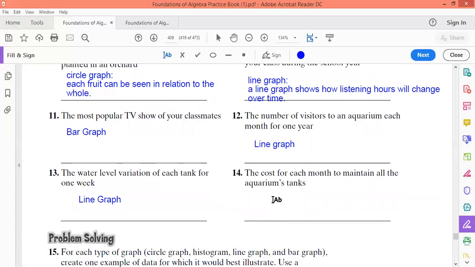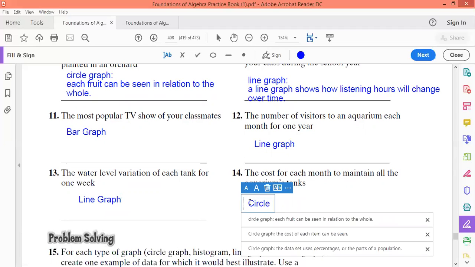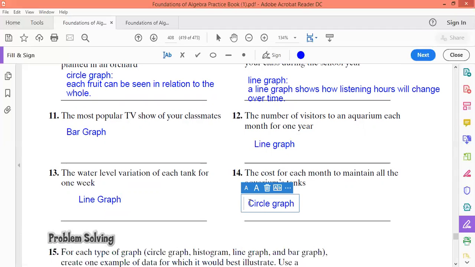The cost for each month to maintain all aquarium tanks. Circle graph, or no, bar graph. Yes, bar graph.